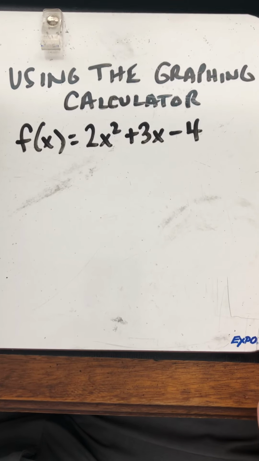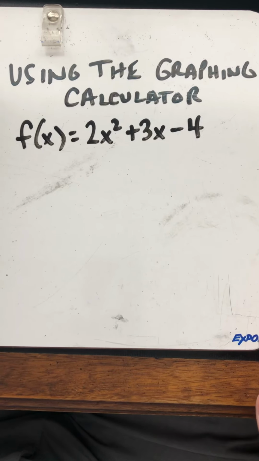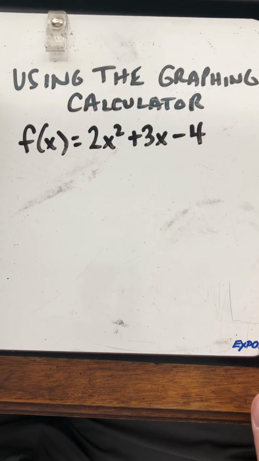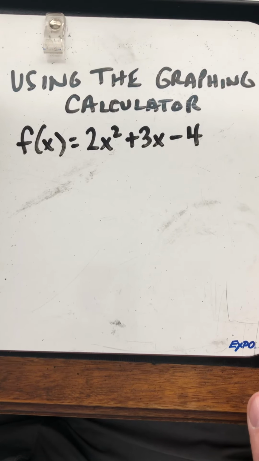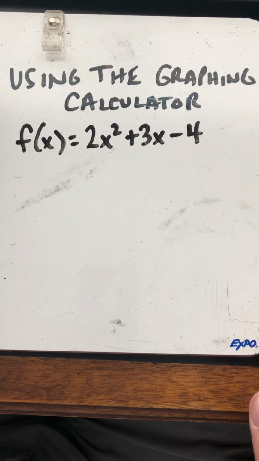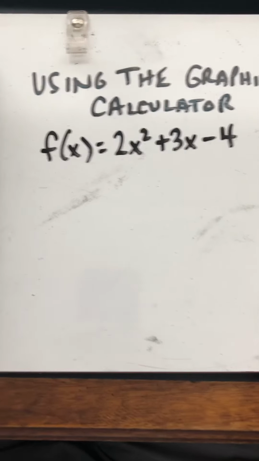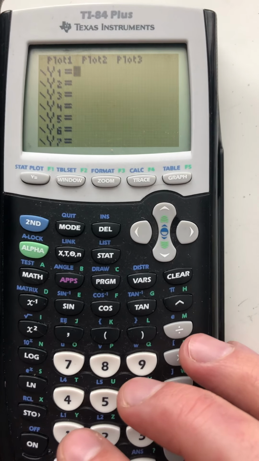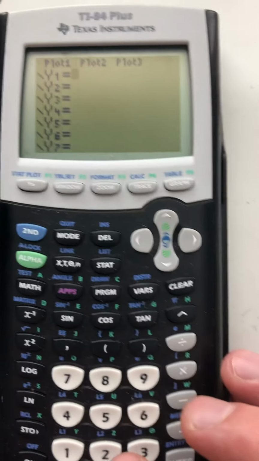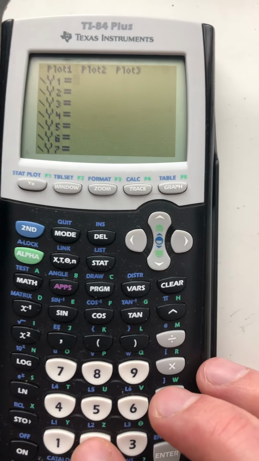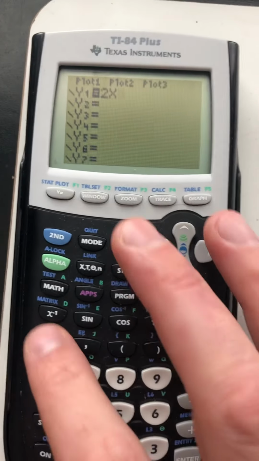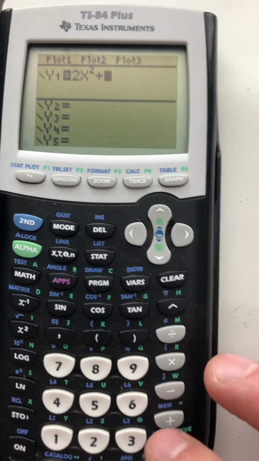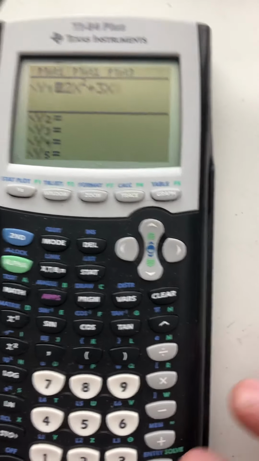In this video, we're going to discuss how to use the graphing calculator to describe a function and then also to identify local minimum and local maximum. So what we're going to do is go over here to the calculator, and on the calculator, we're going to type in our function: 2x squared plus 3x minus 4.